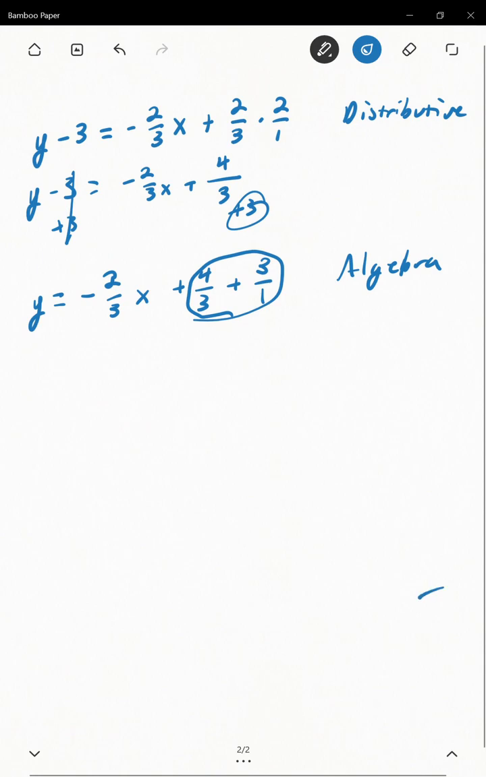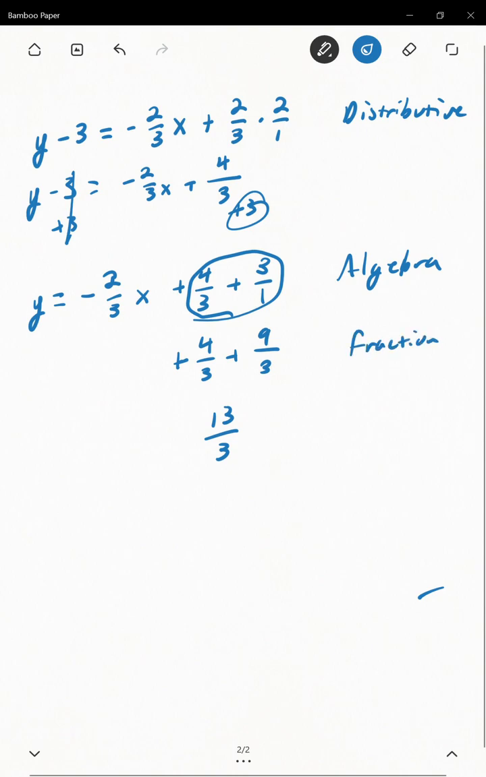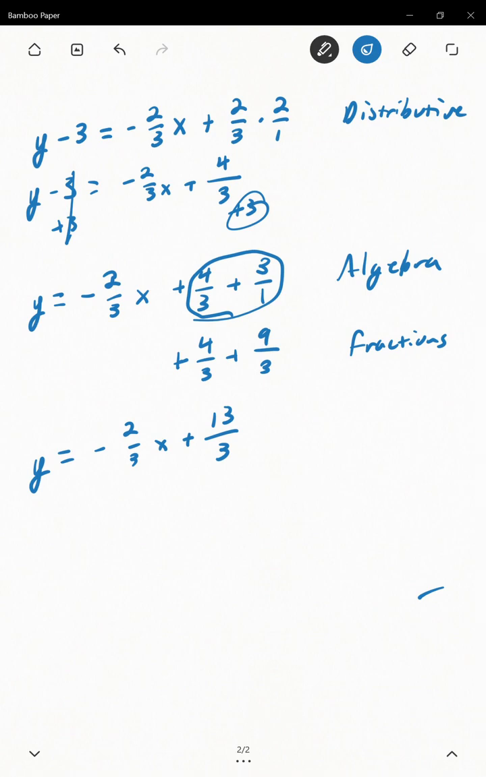So we have 4/3 of a pizza plus 9/3 of a pizza gives us 4 plus 9 is 13. 13/3 of a pizza. Because fractions. And then we can carry all the rest of this down. Y equals negative 2/3 x plus 13/3. And it really feels like we should be able to do something with those thirds, but we really can't.